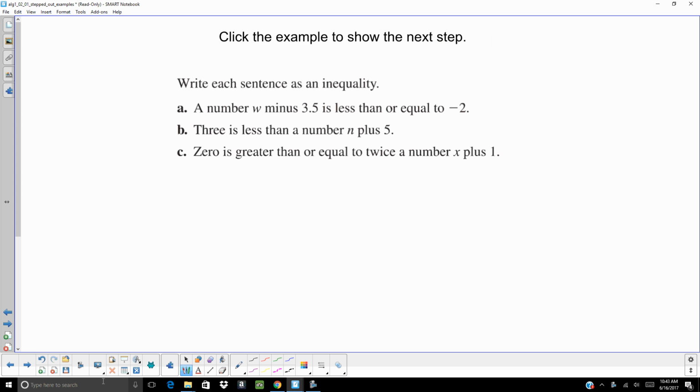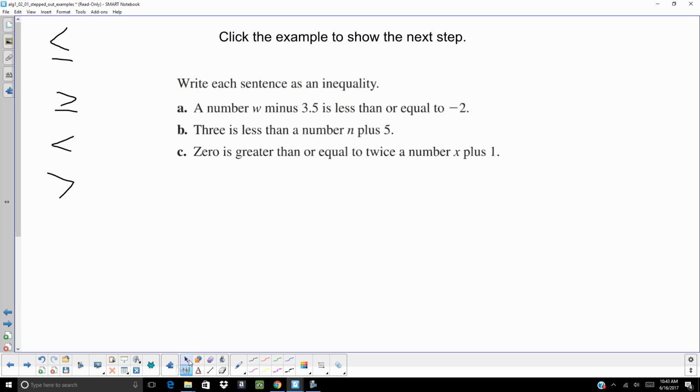All right, an inequality has a greater than, a less than, greater than or equal to, or less than or equal to. So instead of equal signs, you are going to be seeing symbols like this. That top one is less than or equal to. This one is greater than or equal to, less than, greater than.